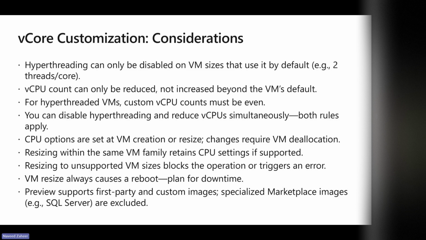Then you can do both. You can disable hyperthreading and reduce vCPU simultaneously. Both rules can work together. There's no requirement of having one or the other. One thing to remember, you can enable these rules at the creation time. No issues. You can do it.